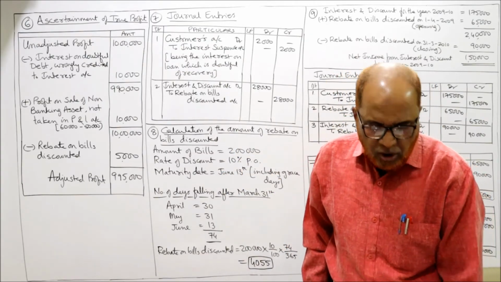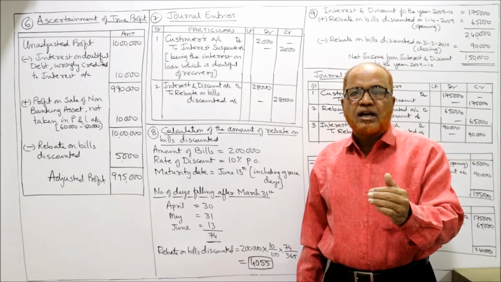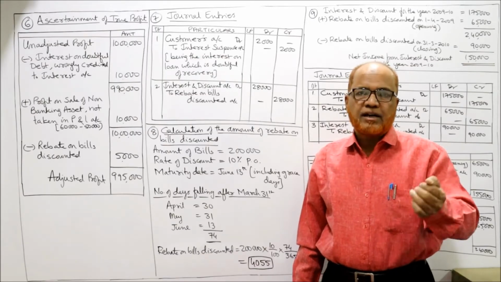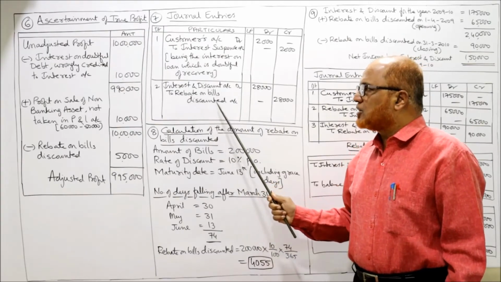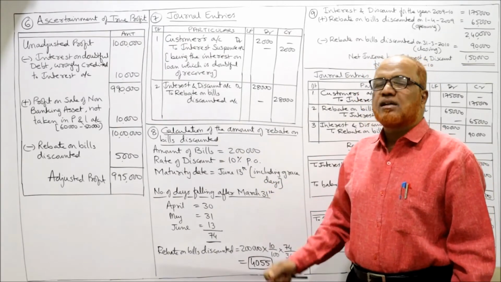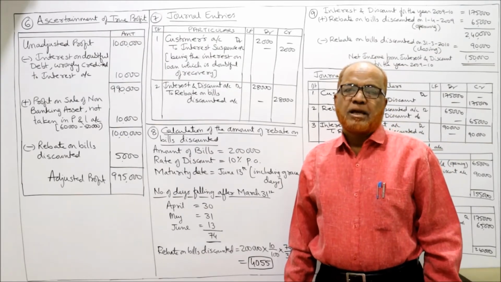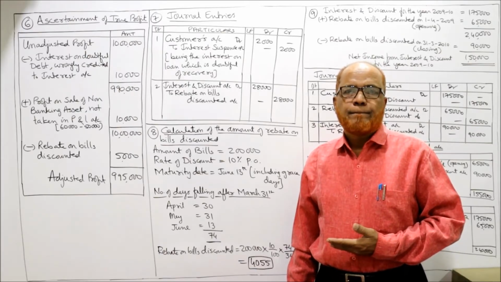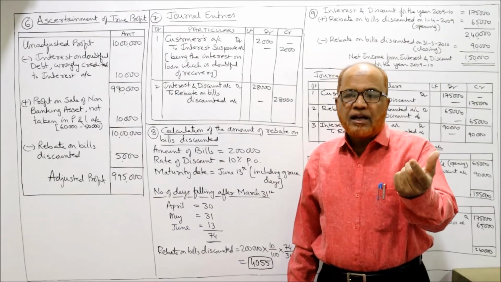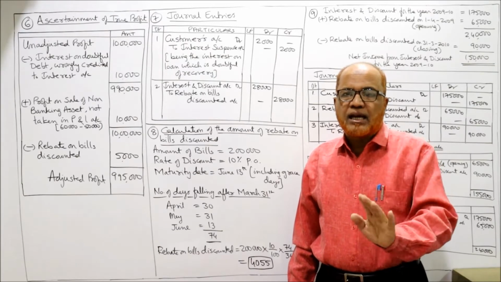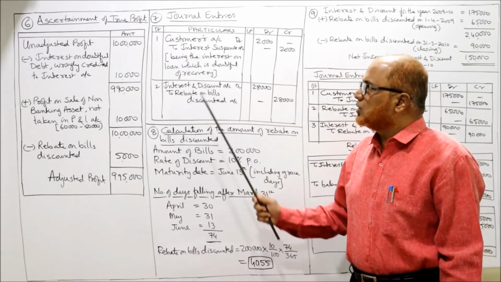सेकेंड एंट्री, रिबेट ऑन बिल्स डिस्काउंटेड. Rebate on bills discounted will be deducted from interest and discount. The entry will be interest and discount account debtor to rebate on bills discounted. By passing this entry, what will happen? Interest and discount amount will get reduced. Interest and discount is an income to the bank. So by debiting interest and discount account, its value will get decreased. So this is the entry for rebate on bills discounted. So these two are the entries.